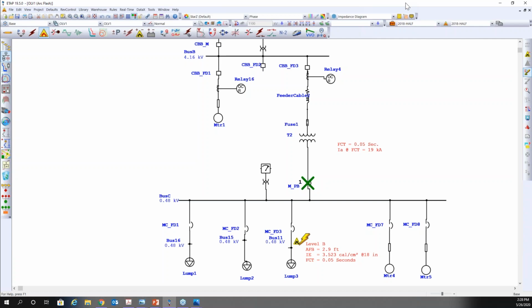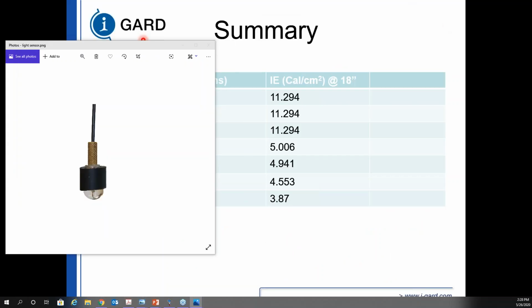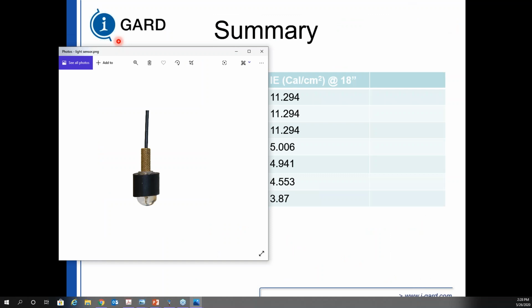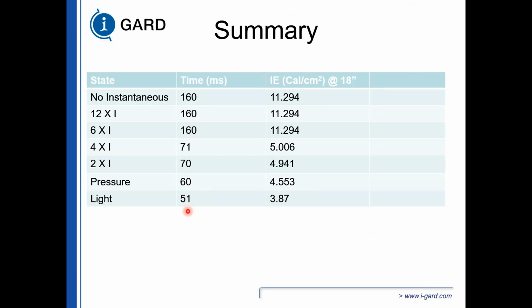So to recap, light is the fastest, but if you want to interlock it with current, then you have to set the current to a level that is below the arcing current that you have on your system.